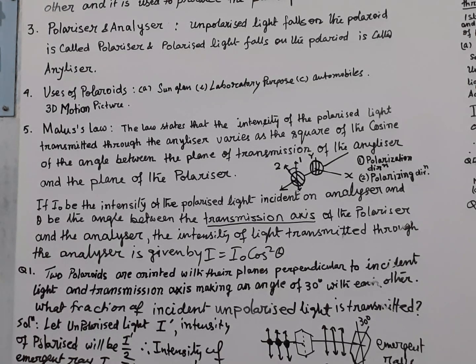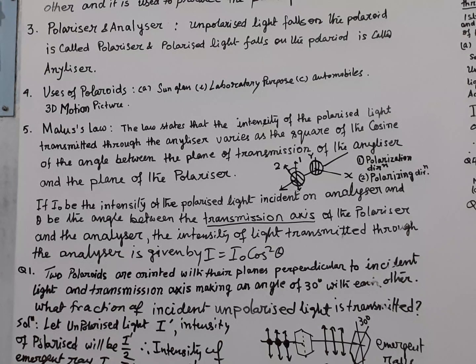Now, if I naught is the intensity of the polarized light incident on the analyzer and theta is the angle between the transmission axis of the polarizer and the analyzer, the intensity of light transmitted through the analyzer is given by I equals I naught cos square theta. That is a very, very important formula. We must go through this seriously, otherwise this chapter will create problems for us. Let us come to problems.